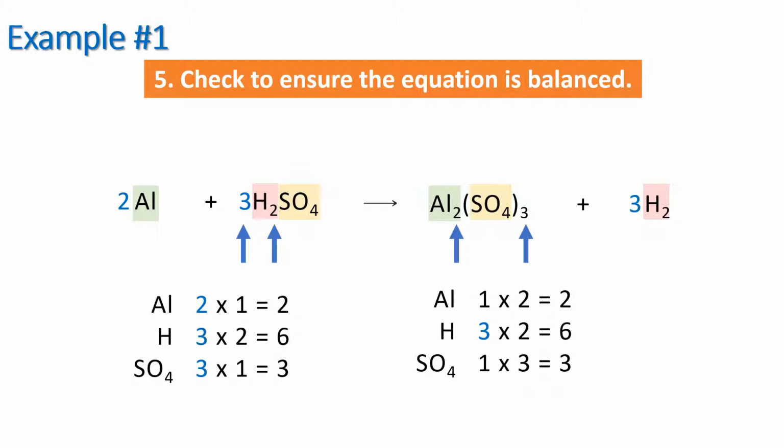And if we compare our results, we see that the numbers are the same side to side. That is, we have the same number of each type of element on both sides of the equation. And that means we have successfully balanced our chemical equation.